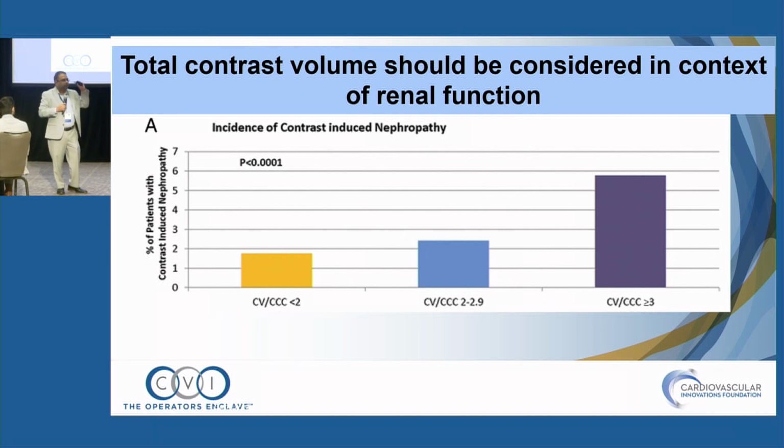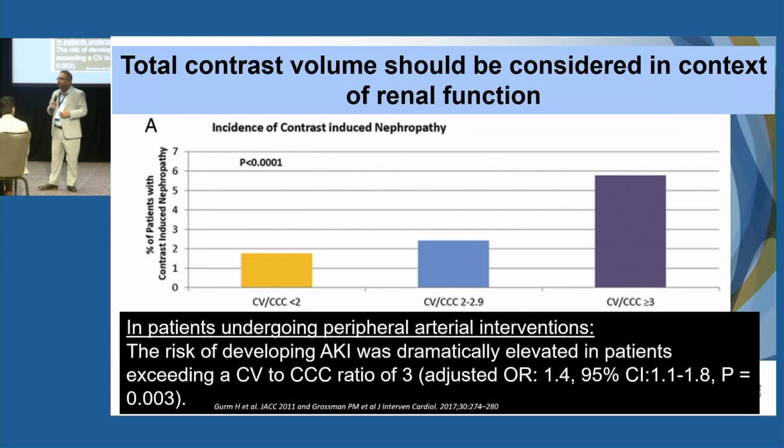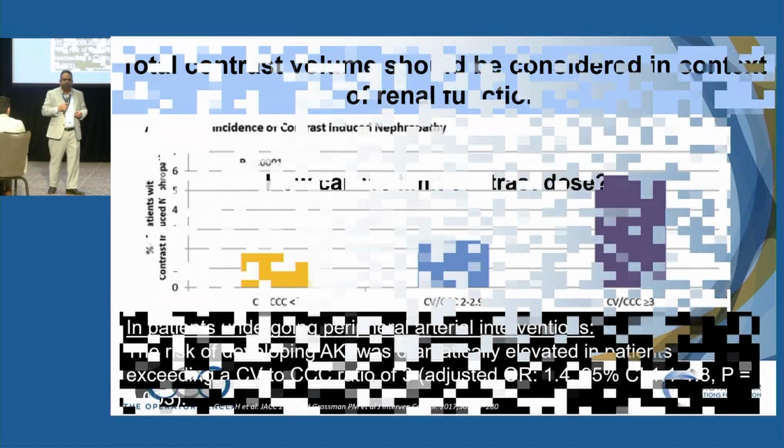And I want you guys to get into the mode of not thinking about total contrast dye, but putting it in a framework of their total renal function. So what's their renal function by eGFR? And understanding that when that ratio is approaching 3 or more, that's when you're at risk for AKI events, and that's when outcomes are worse. And that's true for coronary as well as peripheral.